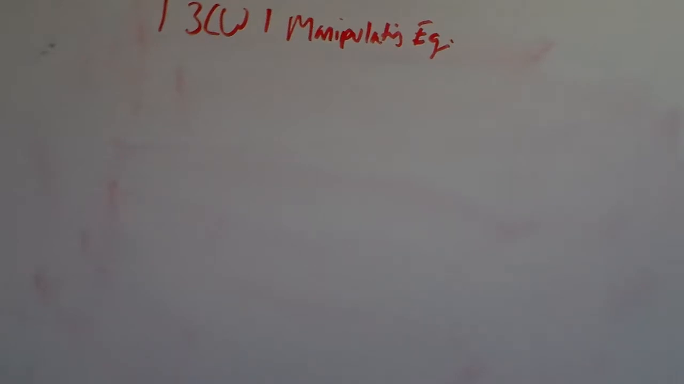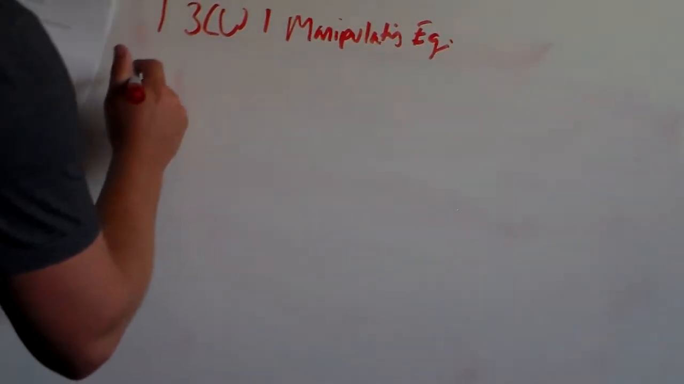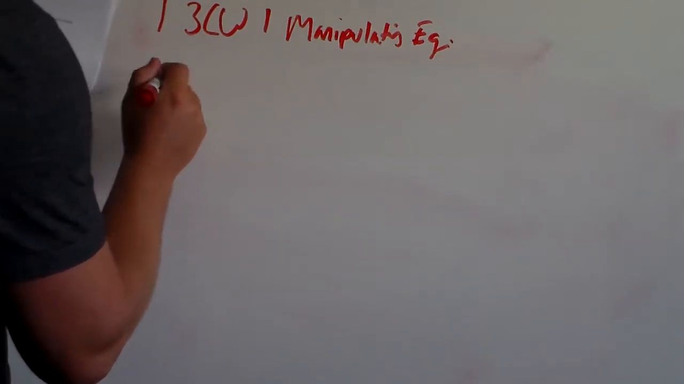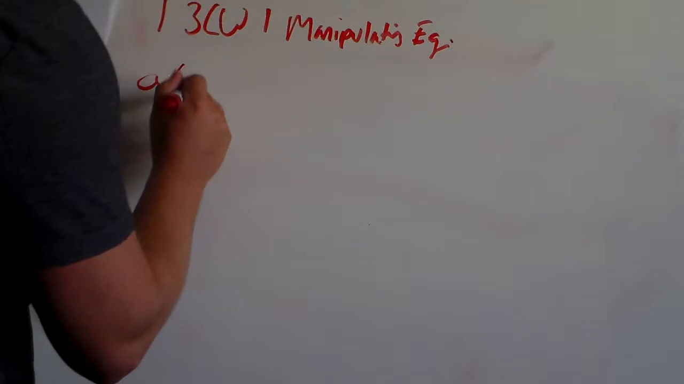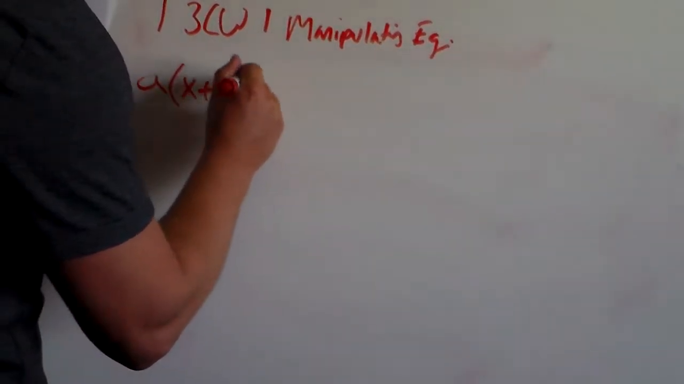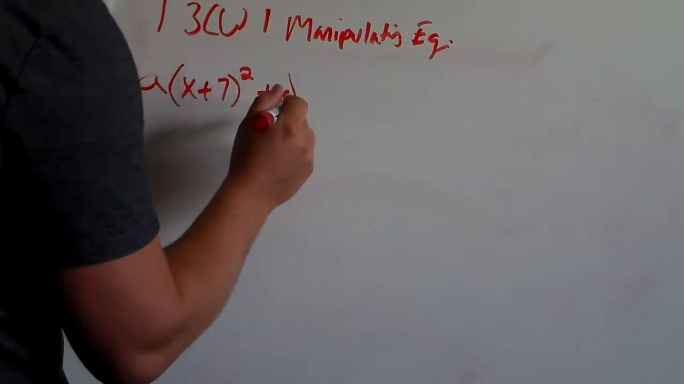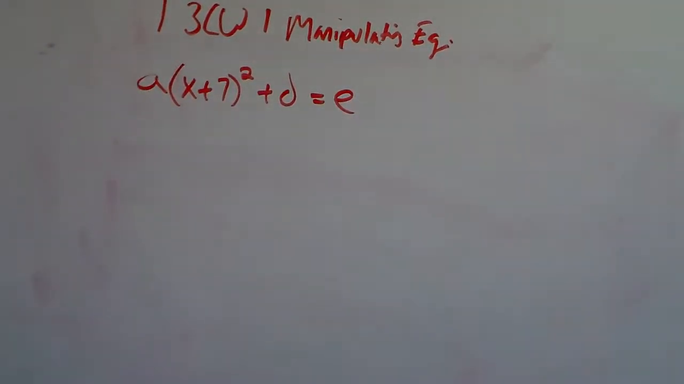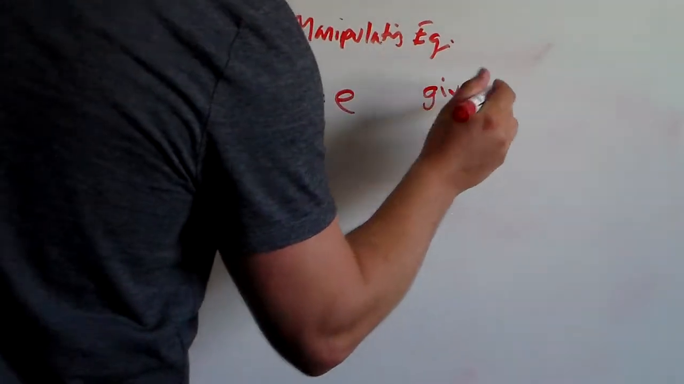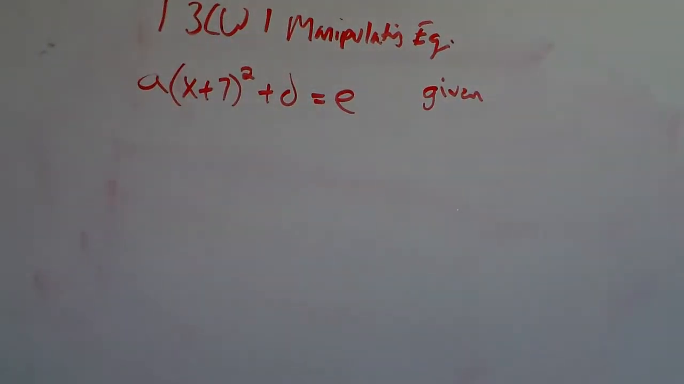So with problem number 1, it says a times (x plus 7) squared plus d equals e. That's what's given to us. Our goal is to get x all by itself. We're trying to prove that x equals plus minus the square root of (e minus d) over a, minus 7. We got to prove that it's the same equation here by getting x all by itself. So we're going to use our inverse operations to get x all by itself.